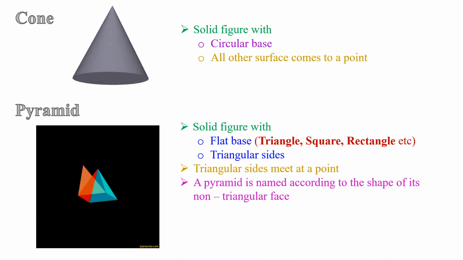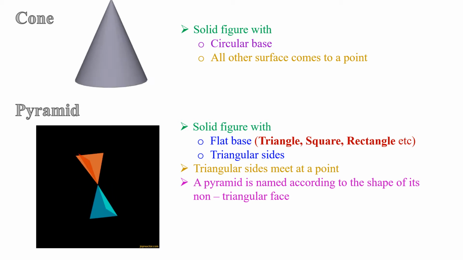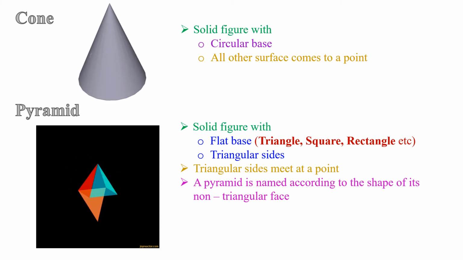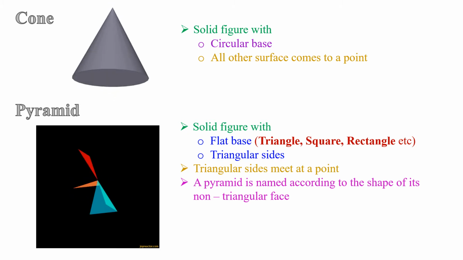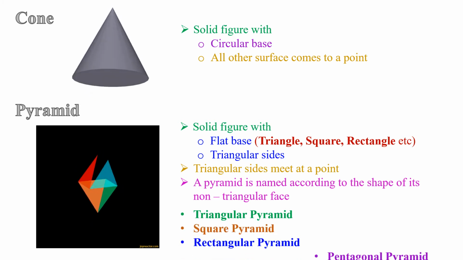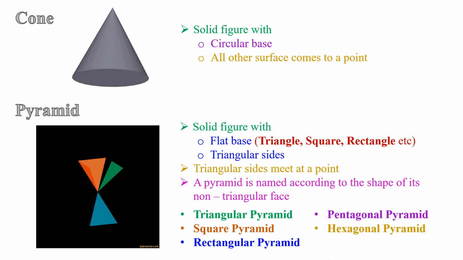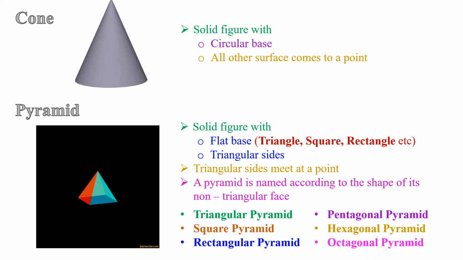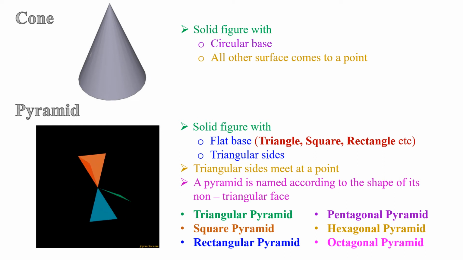A pyramid is named based on the non-triangular face. If all the faces are triangular, then it is called a triangular pyramid. Some types of pyramid are triangular pyramid, square pyramid, rectangular pyramid, pentagonal pyramid, hexagonal pyramid, octagonal pyramid. Let us see one by one in detail.